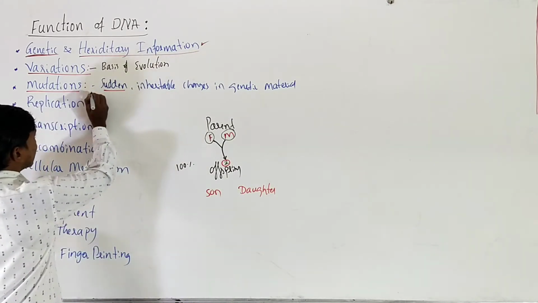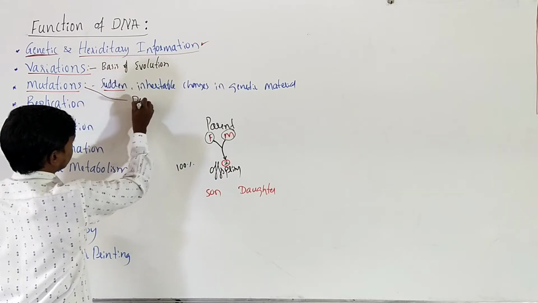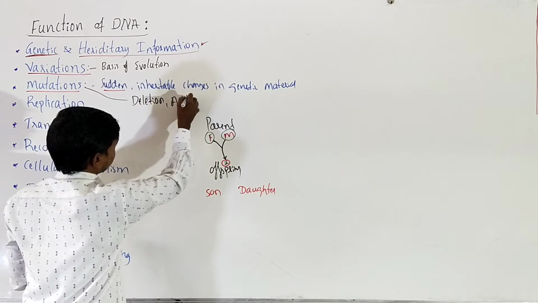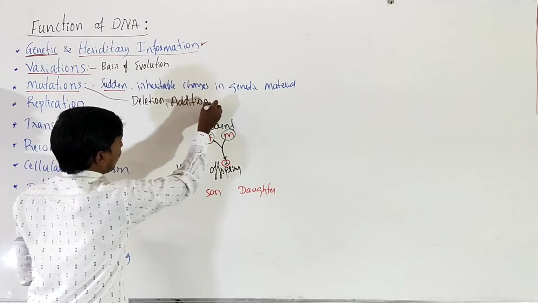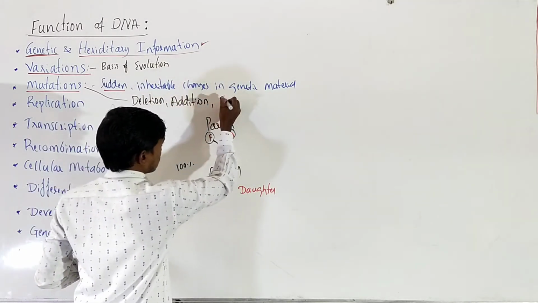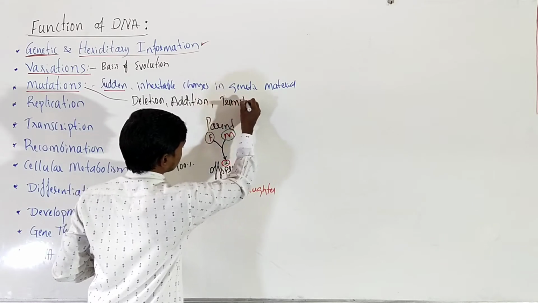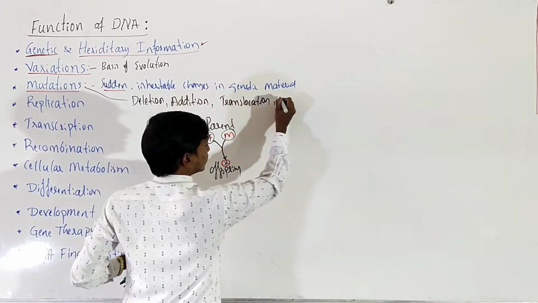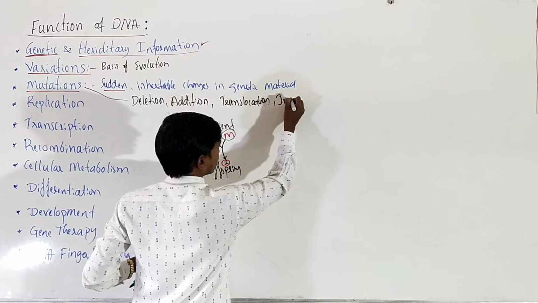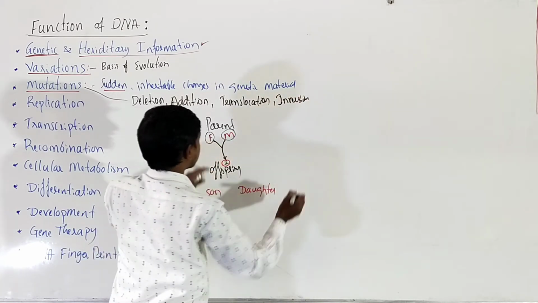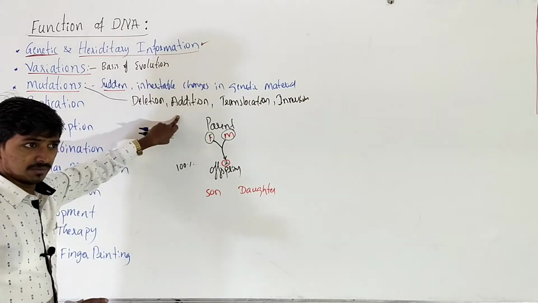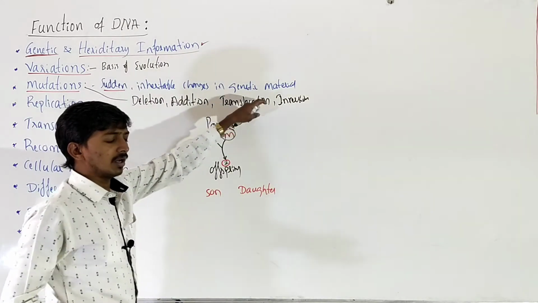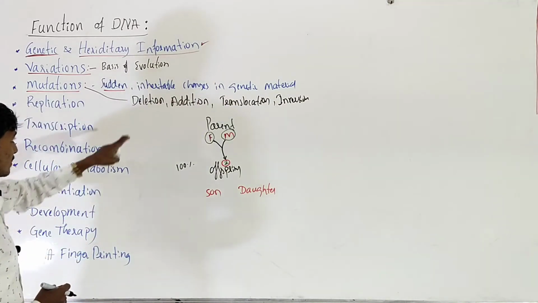Mutations can be deletion, mutation can be addition, or mutation can be translocation, or mutation can be the inversion. We will discuss this in later classes in the same chapter. We will discuss all these 4 types of mutations in further classes, after 3-4 videos.